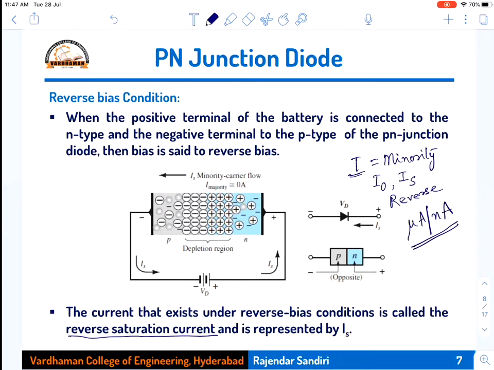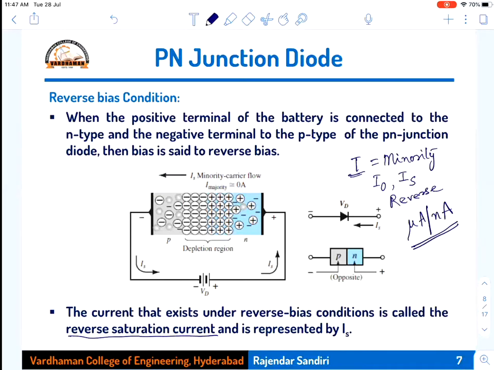In forward bias, the resistance is very, very small across the junction. Therefore, more current is flowing. In reverse bias, resistance is very high, therefore current is very, very small. So resistance is ideally infinity in reverse bias, and the resistance of the diode is zero in forward bias. Resistance zero means on switch, resistance infinity means off switch. On switch means short circuit, off switch means open circuit. So reverse bias means open circuit, and forward bias means closed circuit or short circuit.